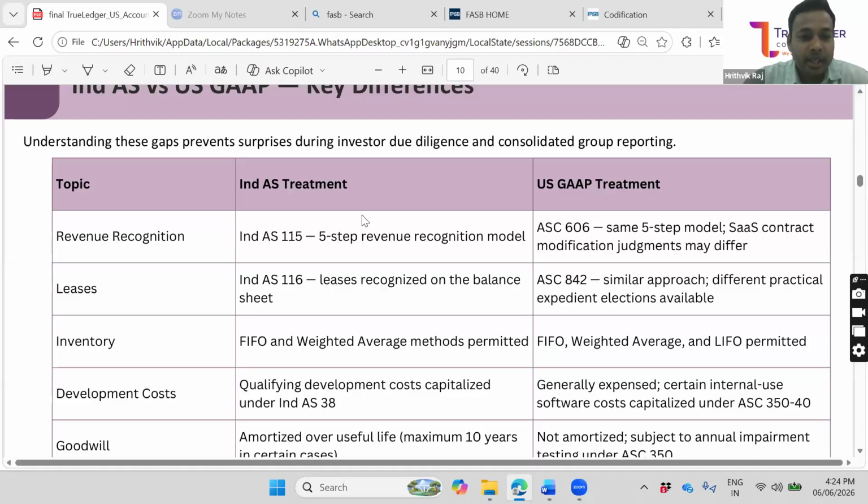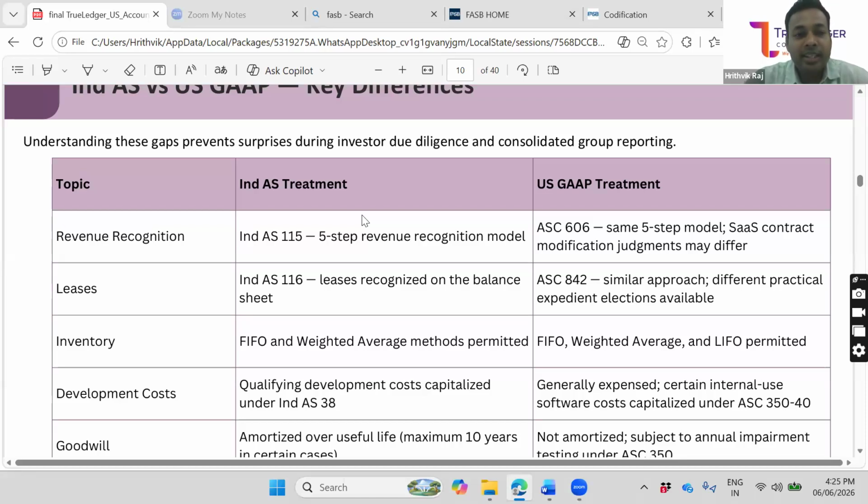Then came Ind AS. Ind AS prescribed the five-step model for revenue recognition. That is, there should be a contract. Then if you have a contract, there should be a performance obligation. There should be a transaction price. You should be able to map the transaction price with the performance obligation and recognize the revenue. So these are the five steps for recognizing revenue in India. Similarly, in US GAAP, ASC 606, we also have a similar five-step model. The US GAAP is very much aligned with Ind AS.